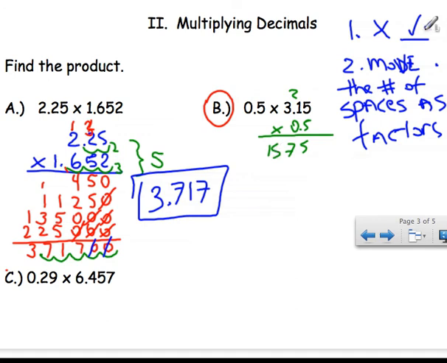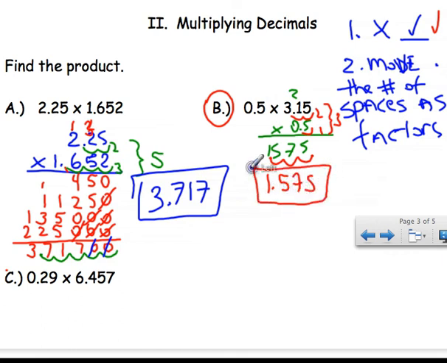So I've already multiplied. The second step is to move the decimal the same number of spaces as the factors. I moved it 2 spaces in this factor, 1 space in this factor. So in total I need to move it 3 spaces in my product. So the answer will be 1 and 575 thousandths. Give yourself a check if you got it right.